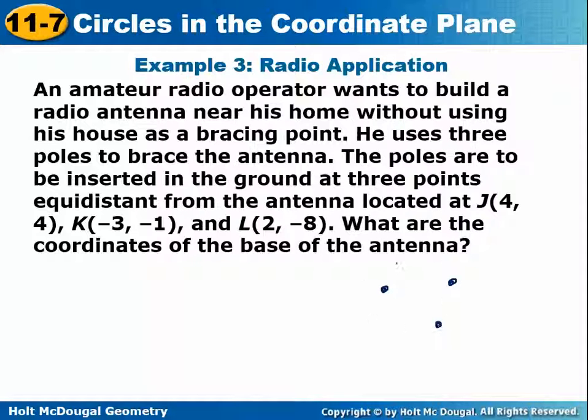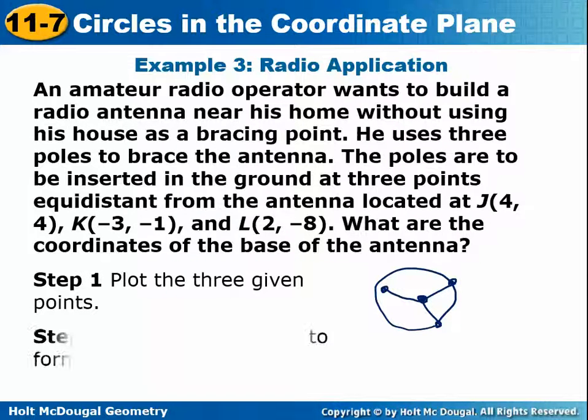So if you have a tripod, those are going to form 3 points on the circle equidistant away from the center. Okay, so they're all radii. They're from the center, they're all creating radii. And the question is, what are the coordinates of the base of the antenna? What is the center of that circle is what it's really asking.